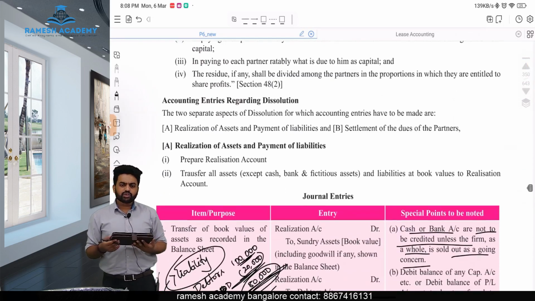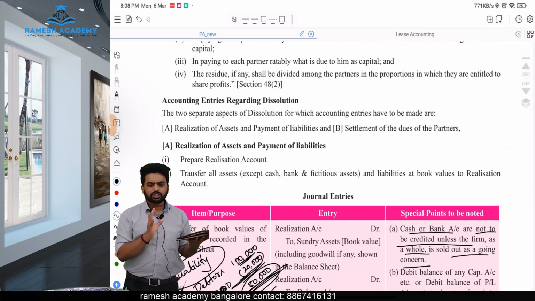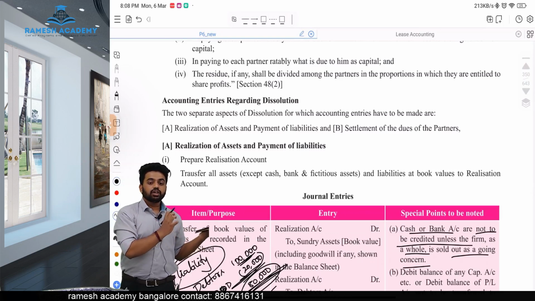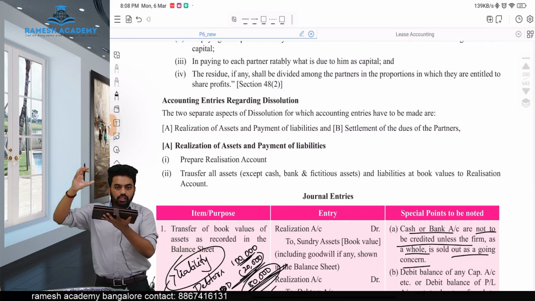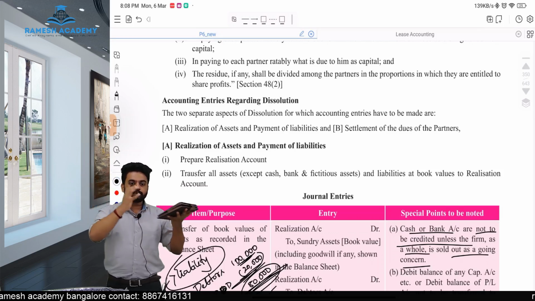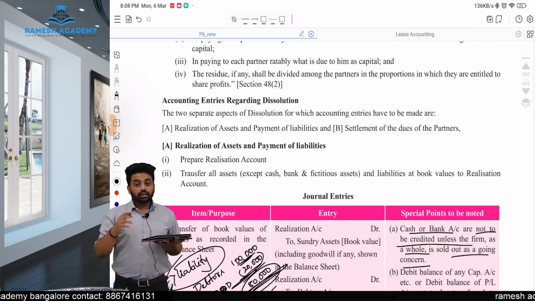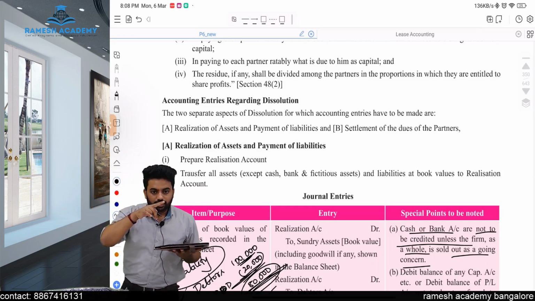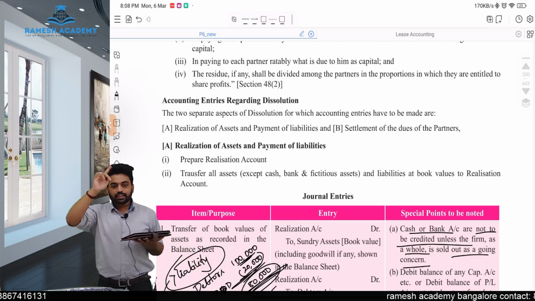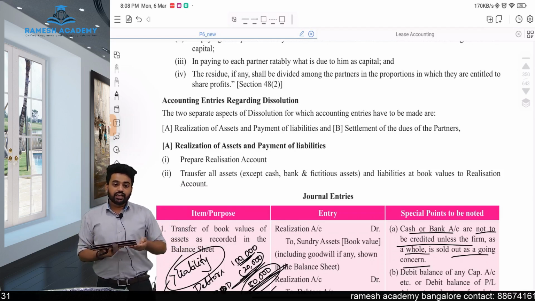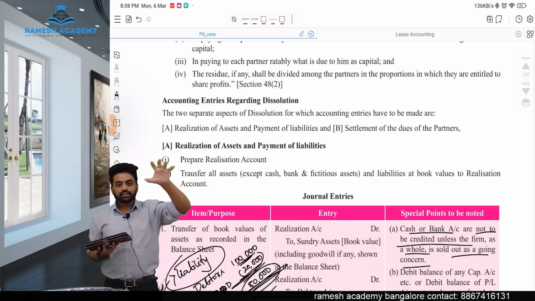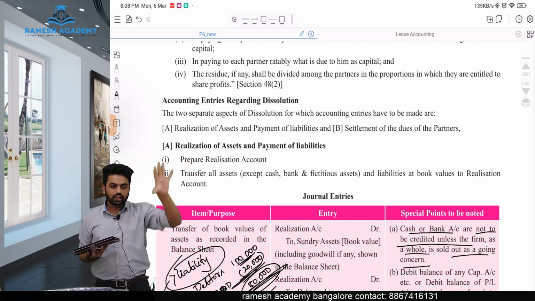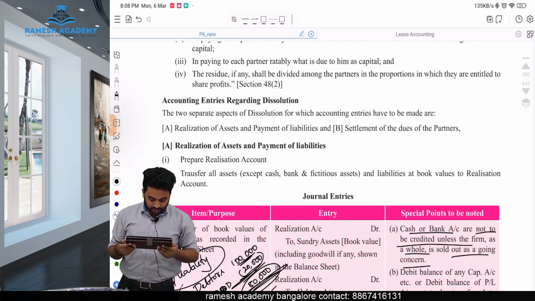So what we are going to do, from an accounting point of view, is that when the dissolution happens, all the assets are transferred to a special account called the realization account. All the assets, excluding cash, bank and fictitious assets. I repeat, cash, bank and fictitious assets. And we are going to transfer all the outsiders' liabilities into the realization account.